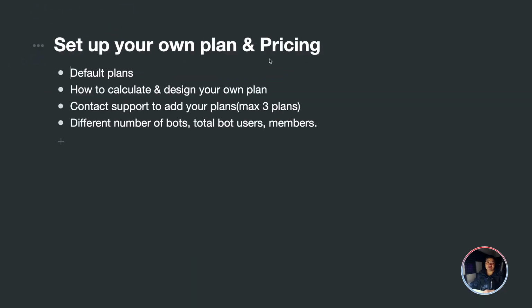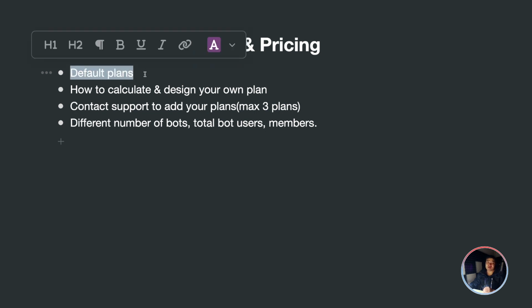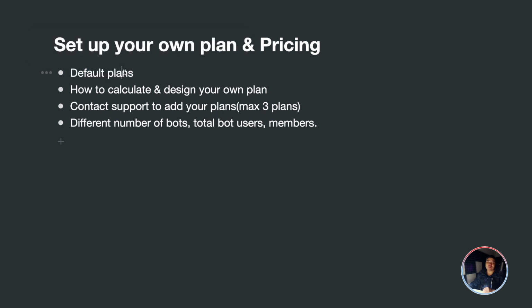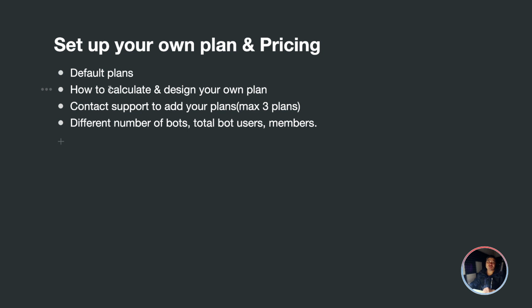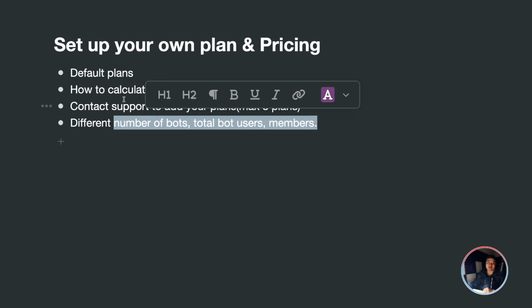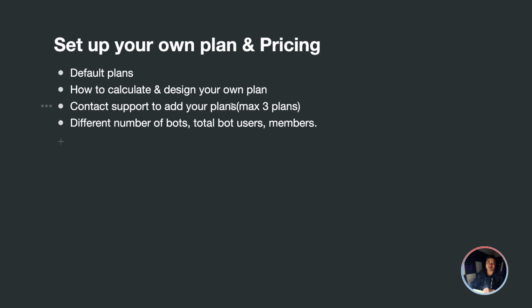Okay, so you need to set up your own plan. You need to set up your own pricing. You need to know we offer 4 actually. There is 1 yearly plan. So we offer 4 different plans by default, and you know now how to calculate and how to design your own plans. Okay, it's just a variation of number of bots, total bot users, and members. Okay, and then after you decided your plan, you can send it to UChat support. Maximum 3 plans we will add manually for you.